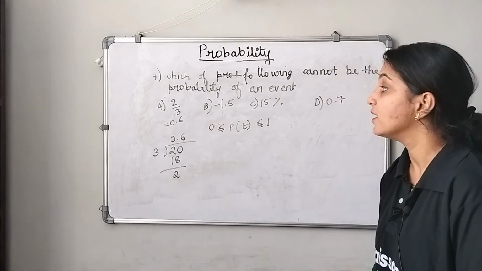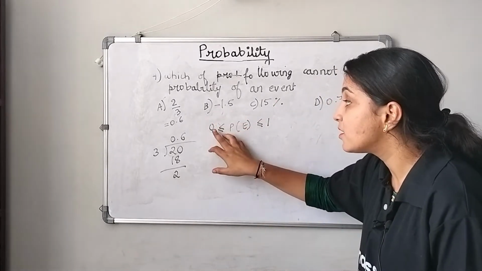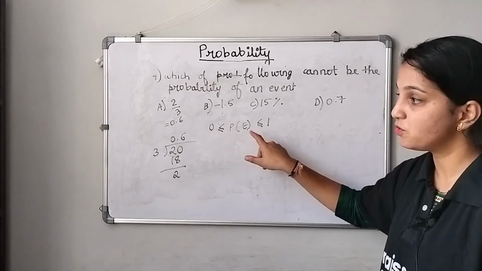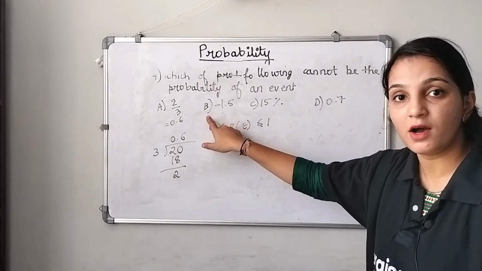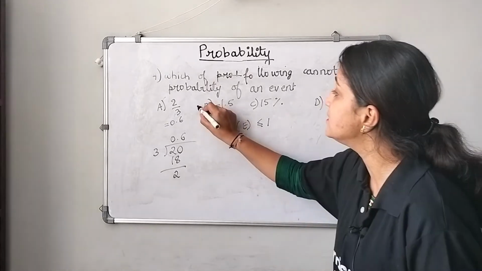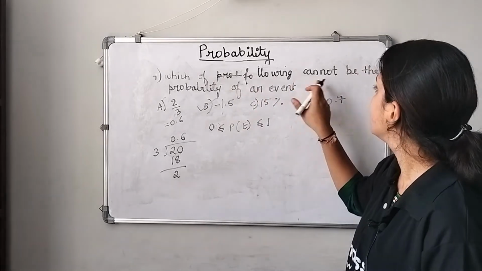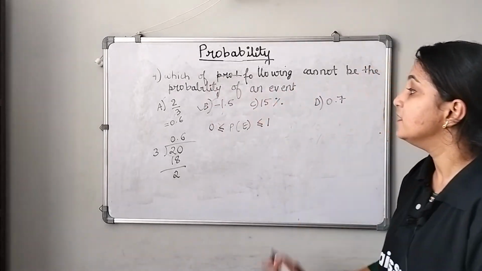Now minus 1.5. Tell me, does a negative number come between 0 and 1? No, a negative number doesn't come between 0 and 1. So this won't be our probability. So the answer is B. Minus 1.5 cannot be the probability of an event.